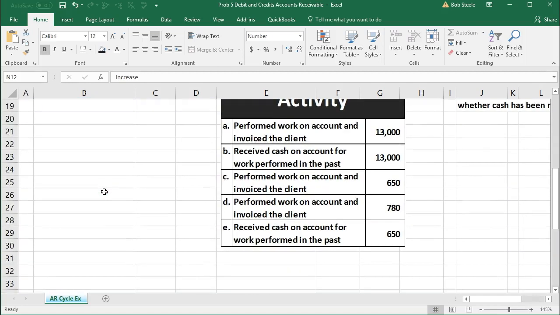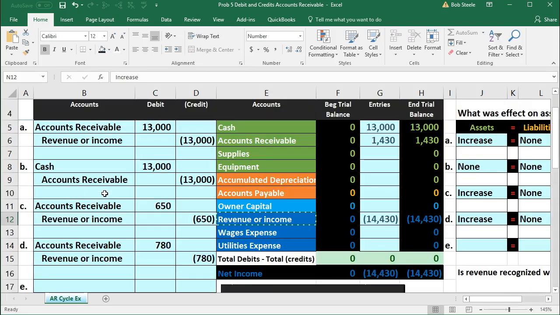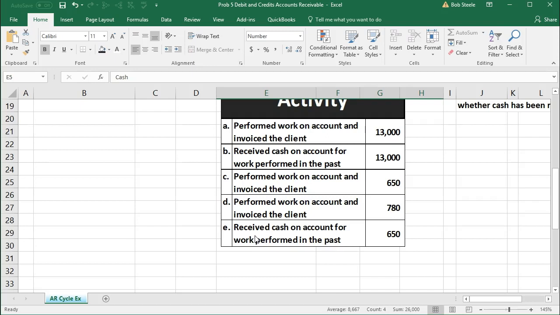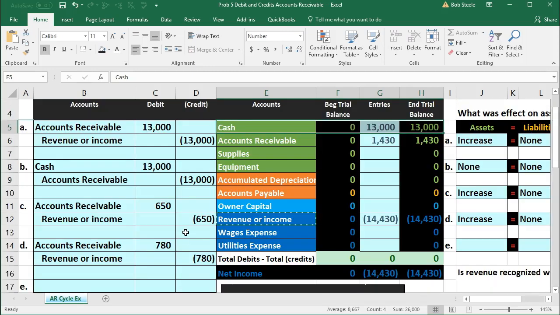Next, we have E says received cash on account for work performed in the past. So first question, is cash affected? And we're going to say yes, key term is received cash. So cash is going to go up because we received it. Don't let this on account terminology throw you off. We know that cash went up because we received it.